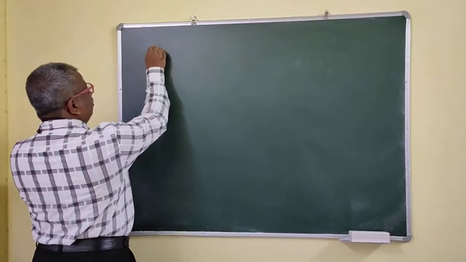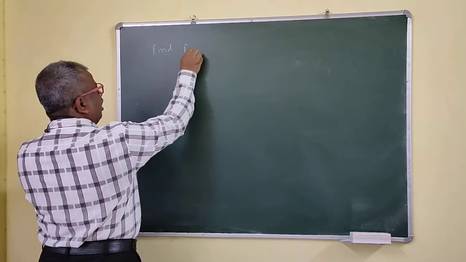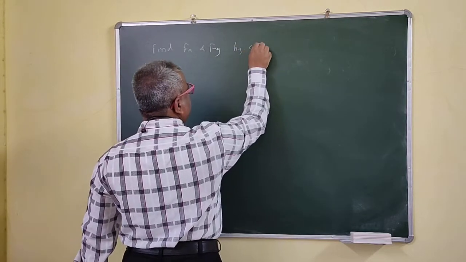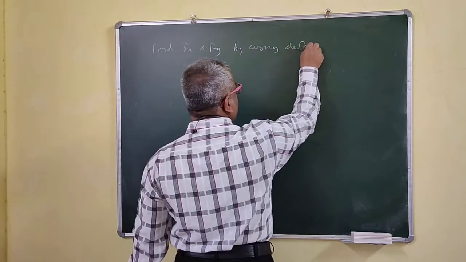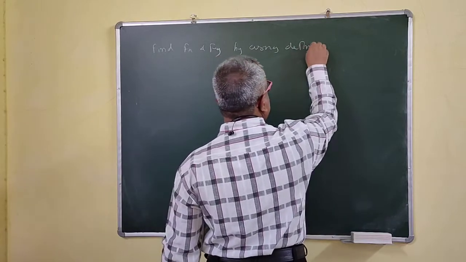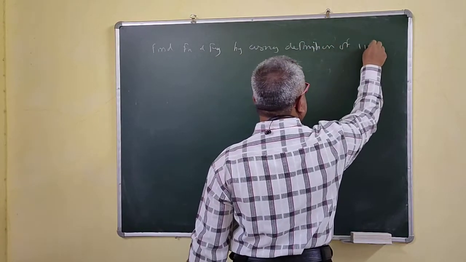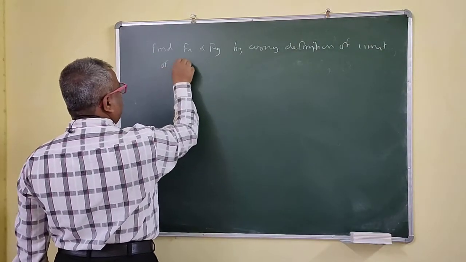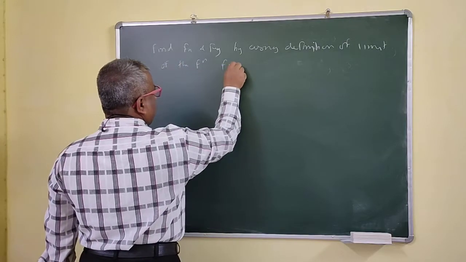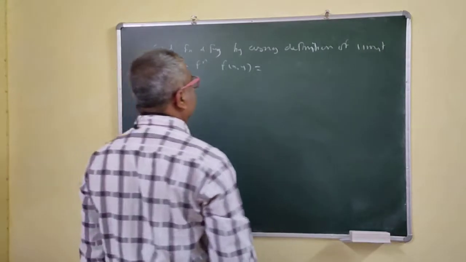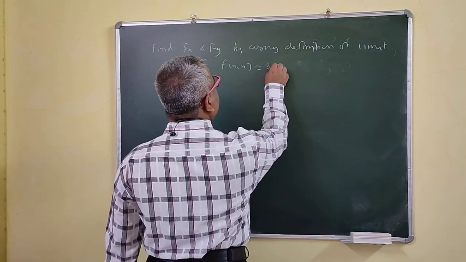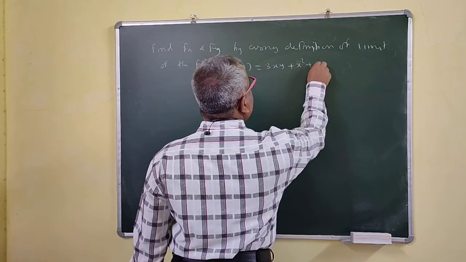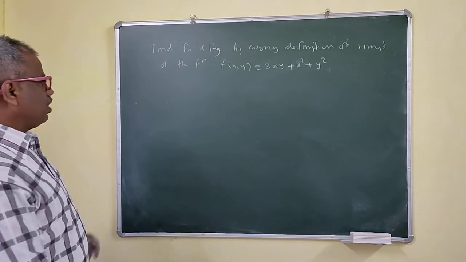So find fx and fy by using the definition of limit for the function f of xy is equal to 3xy plus x square plus y square. Suppose this is your function. Okay, so you find this.